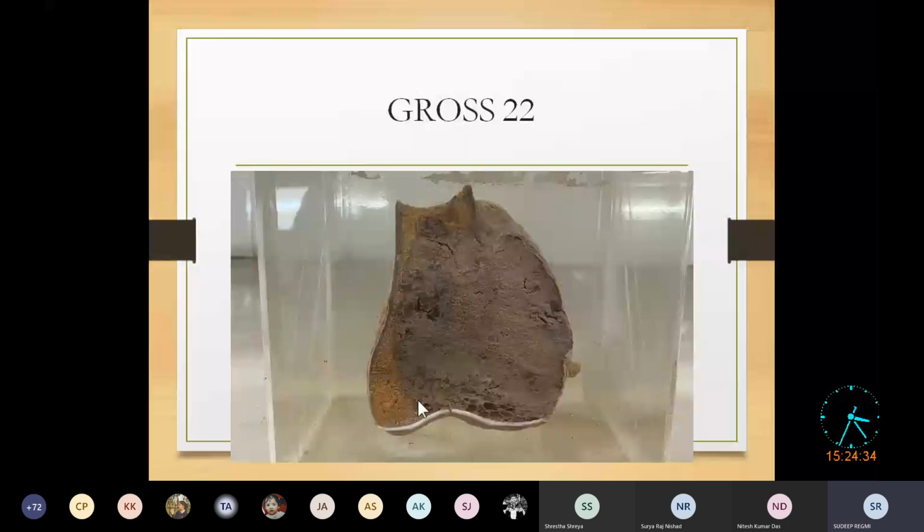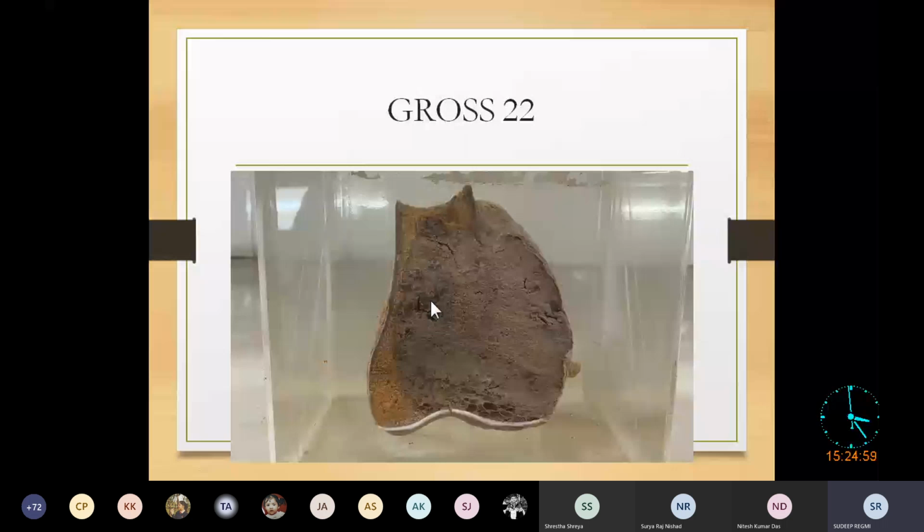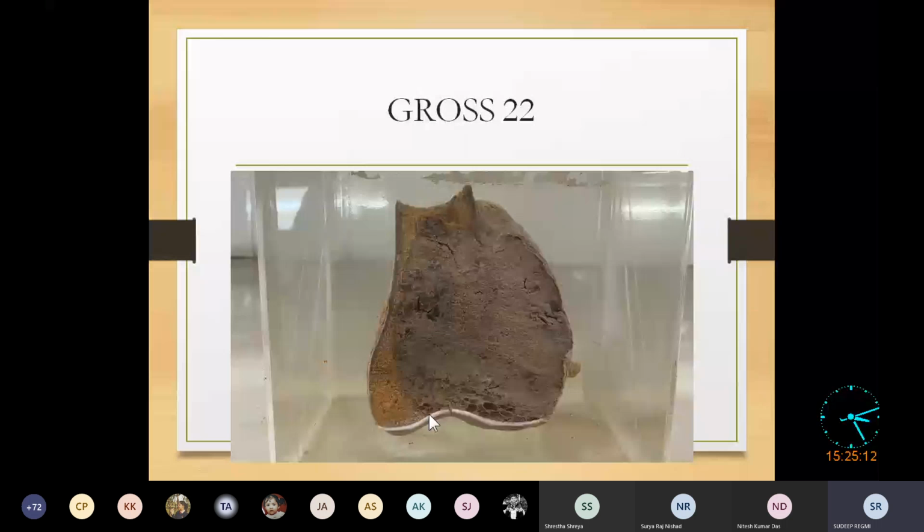This is the specimen of a lower end of tibia where there is an eccentric epiphyseal tumor with extension to the metaphysis, and the cut section of the tumor shows heterogeneous appearance with gray-brown hemorrhagic areas and few areas of cystic changes. Here you can see there are some tiny cystic changes. The epiphyseal tumor is going to the metaphysis, the cortex appears thinned out, and the articular cartilage in the lower tibia is intact.